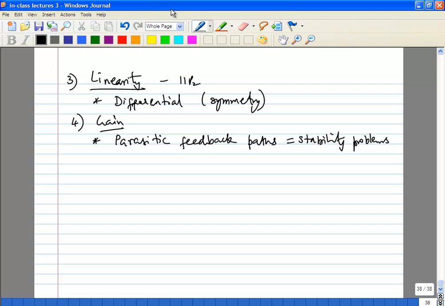Yes, a feedback path is a stability problem. That's how it is dependent on the gain, because the more gain you have, the loop gain will become larger.